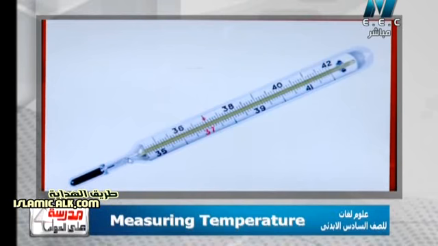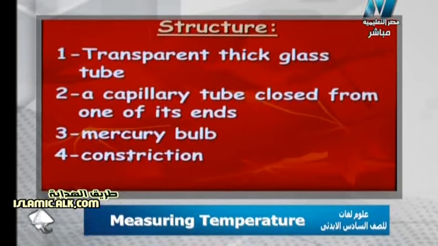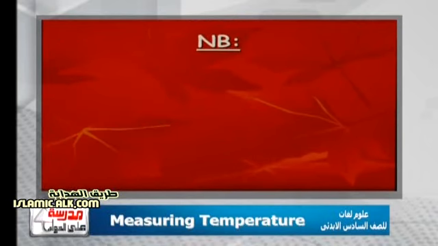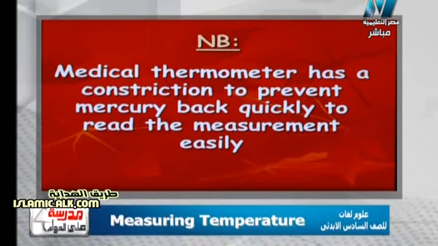It is very important to know the structure of the thermometer because we have a labeling diagram. I am not required to draw, but I am required to put labels on the diagram. Okay, and at last the constriction, whose function is very important, which prevents mercury from going back so we can read the temperature easily. So again, the structure of the thermometer is a transparent glass tube, capillary tube, mercury bulb and constriction. Nota bene, very important: the medical thermometer has a constriction. Why, or give reason? To prevent mercury from going back.